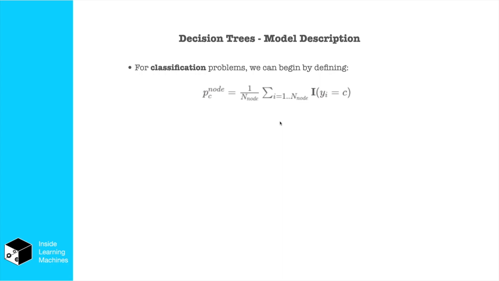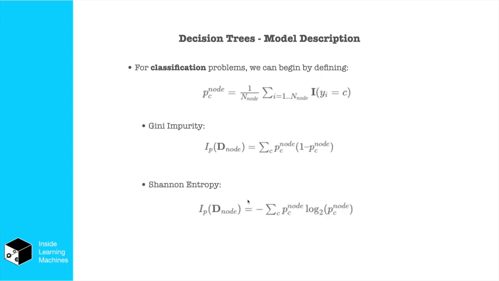And now we can compute an impurity either through the Gini impurity, so we can work out IP as being the sum over all the classes within our training data of P node C multiplied by 1 minus P node C. Or alternatively, we can use the Shannon entropy, and that is equal to the negative sum over all classes of P node C multiplied by log base 2 of P node C. So we have two different options for how we can compute the impurity for classification.